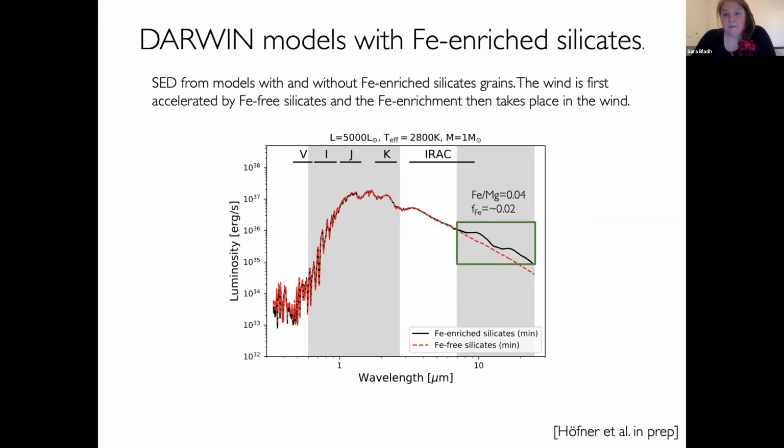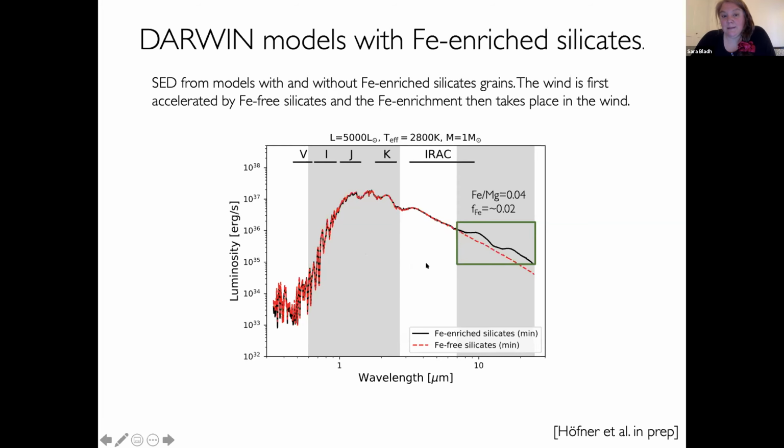We have been playing around with this quite a lot, and it turns out that the grain temperature of these pure iron-free silicates is too low to produce a feature. There is enough dust, but we just don't see it, because the radiative equilibrium is totally dominated by this region, where iron-free silicates are very transparent.